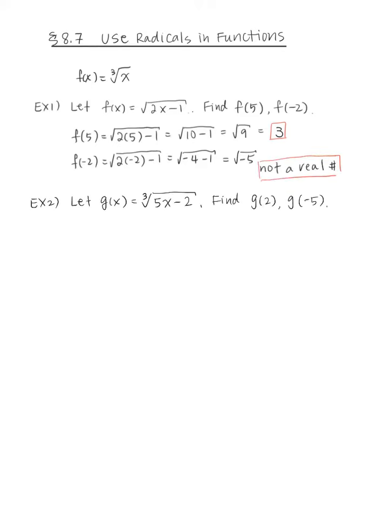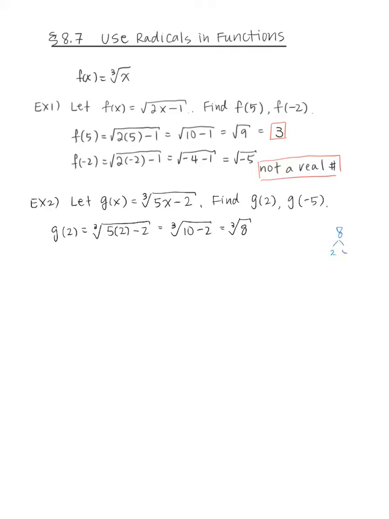Let's take a look at another one. Example 2, let g of x be the cube root of 5x minus 2. Find g of 2 and g of negative 5. Alright, so let's first start out with g of 2. So when x equals 2, what is our corresponding y value? Well, let's compute. So here you're going to have the cube root of 5 times 2 minus 2, which gives us the cube root of 10 minus 2. Alright, which is cube root of 8. Now remember, you need to simplify your radicals all the way.